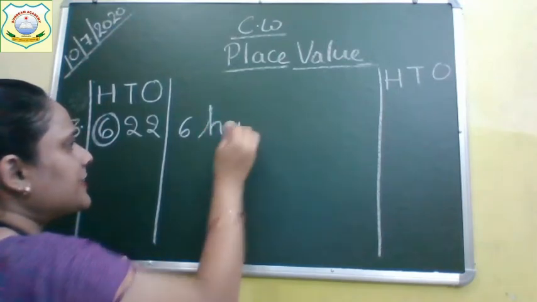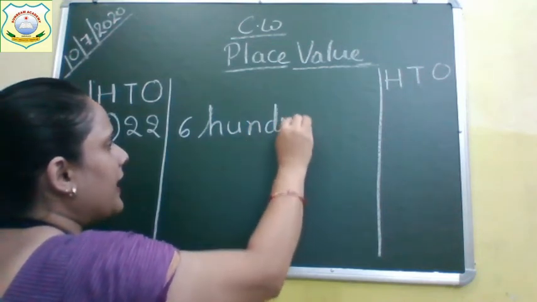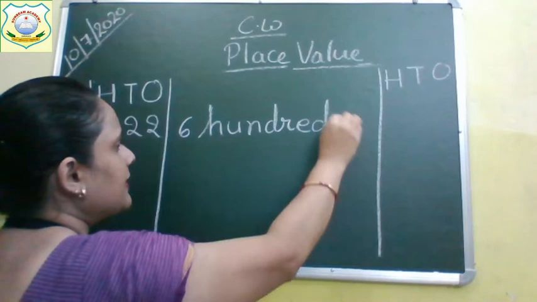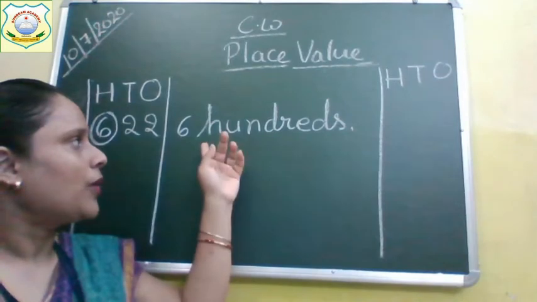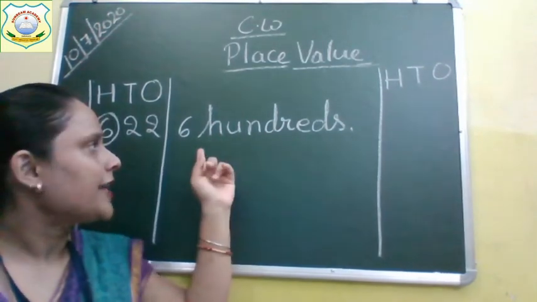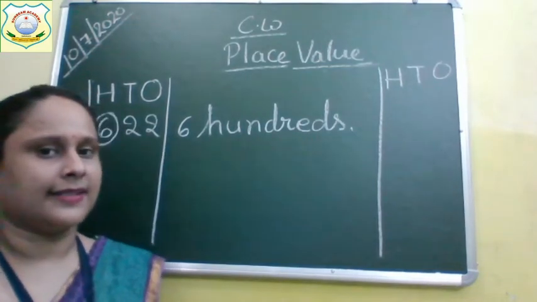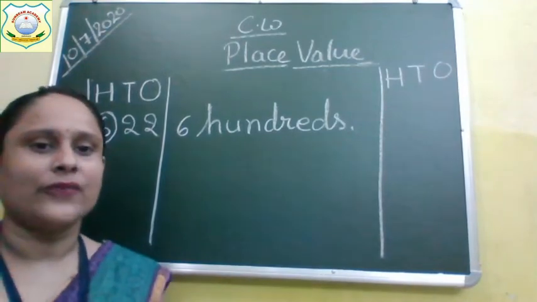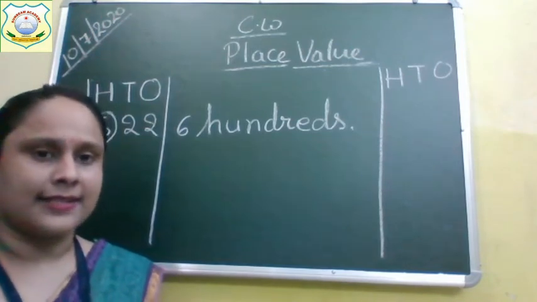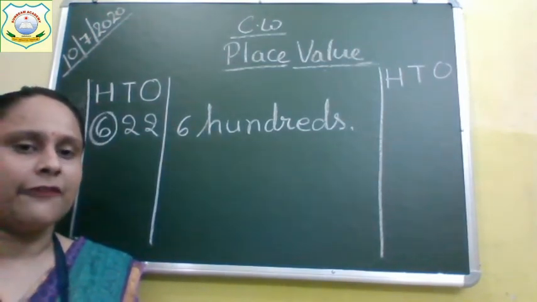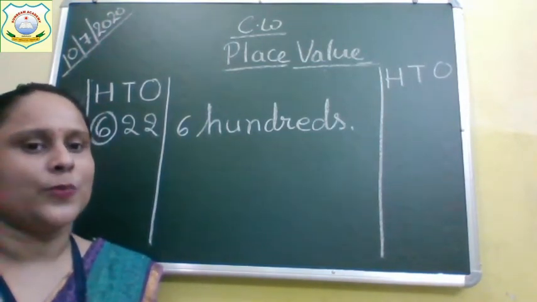Spelling of hundreds is H-U-N-D-R-E-D-S. Everyone knows the spelling of red, R-E-D, red. Now what you have to write? 100, HUNDRED. Hundreds. Okay? Don't forget to write S. Whenever we are writing the name of places, we have to add S to it. If we are writing ones, tens, hundreds, S has to be written.